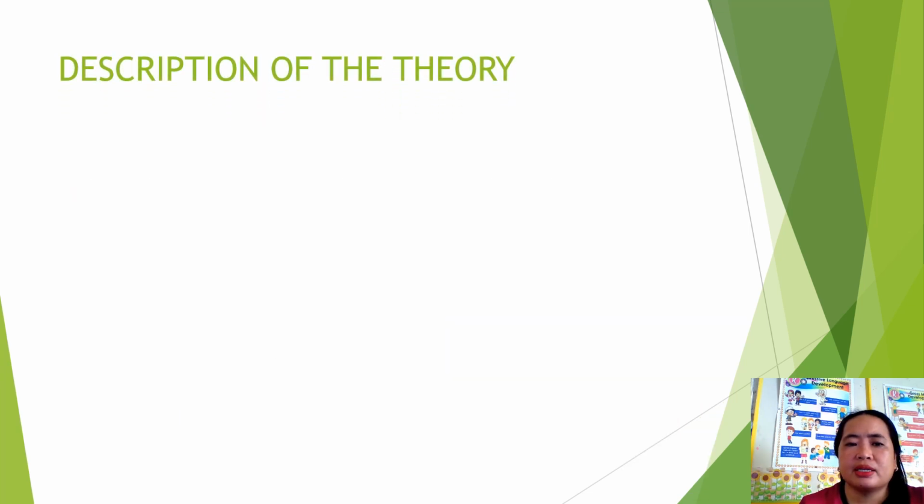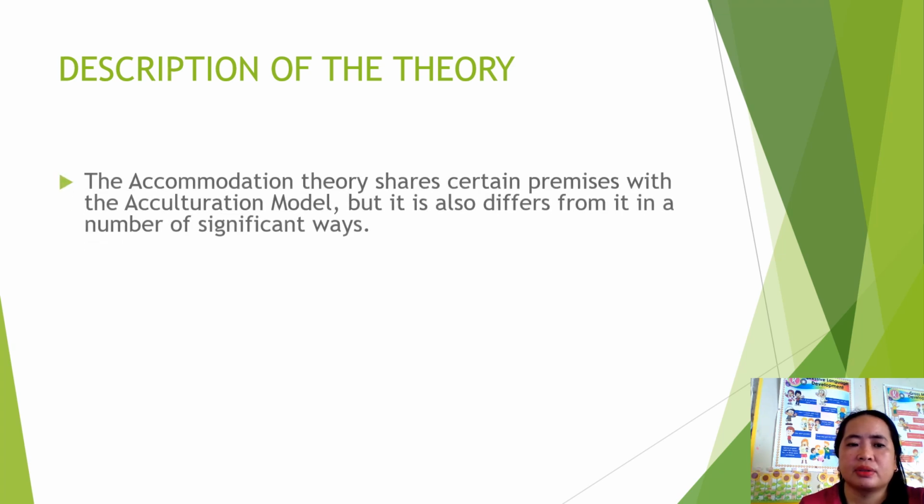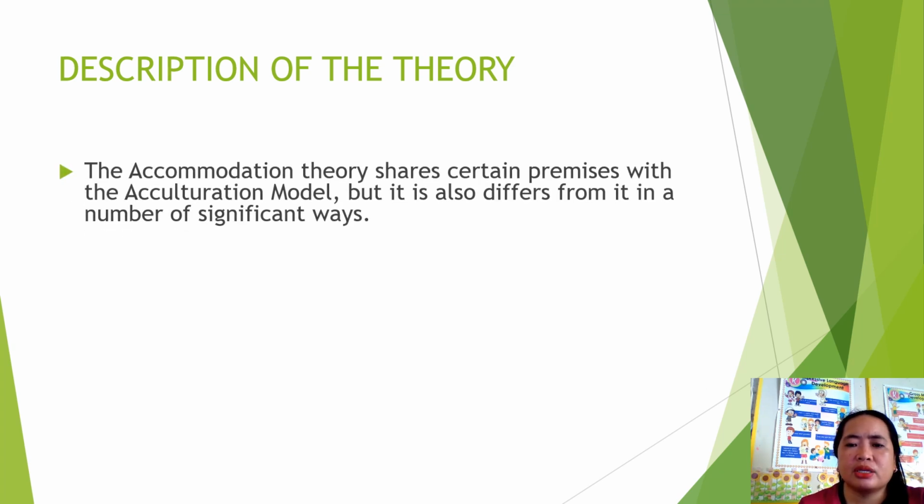Next is the description of the theory. The accommodation theory shares certain premises with the culturalism model, but it also differs from it in a number of significant ways. The description of the theory, according to Howard Giles, is that it uses the convergence and divergence model.